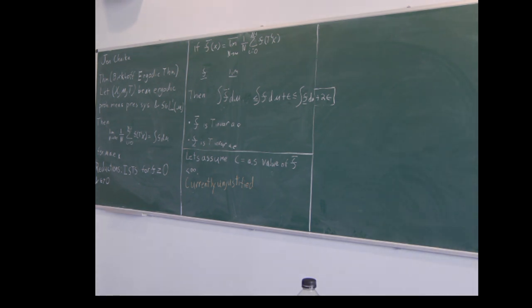And so what's the idea? The idea is that I consider the integral of the summation from i equals 0 to n minus 1 of f of T to the i of x d mu.